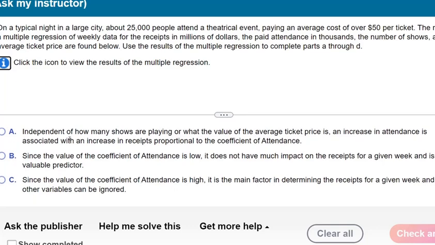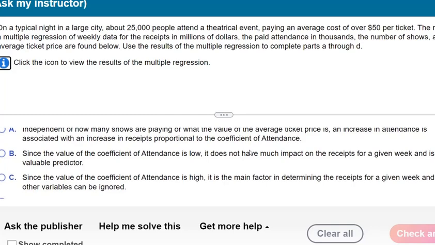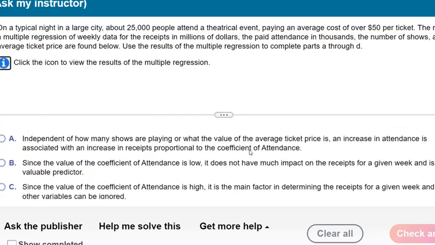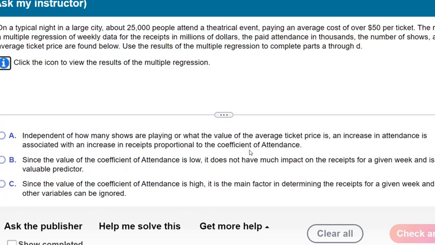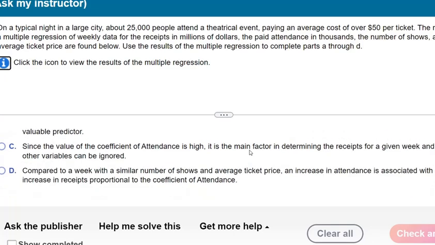The first option says independent of all the other variables, an increase in attendance will cause an increase in receipts. Now that's not necessarily true. With multiple linear regression, like what we're seeing in our discussion this week, we're trying to predict calories based on some variables, and sugar is not statistically significant, but we all know that more sugar means more calories, right? So if you change the model a little bit, you can see sugar's significance change. So all the predictor variables can change based on the values of the other variables.